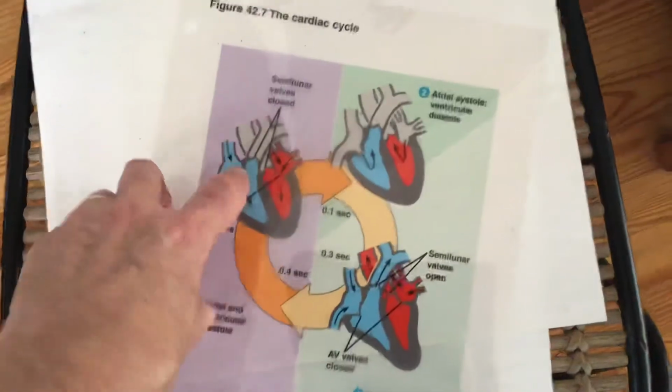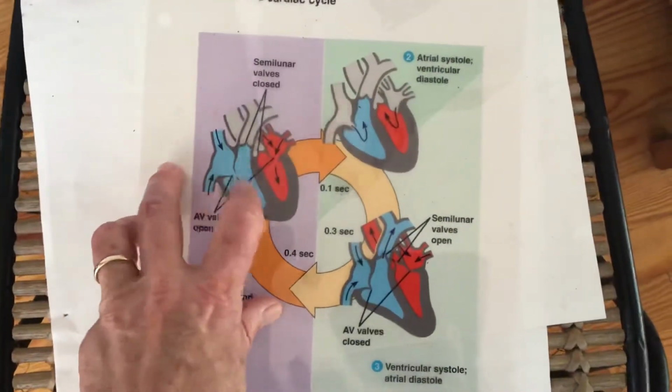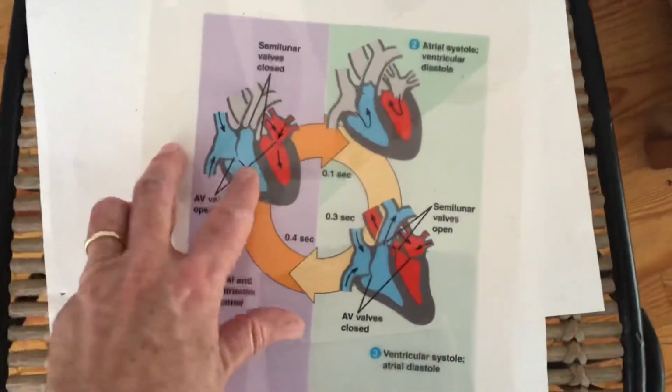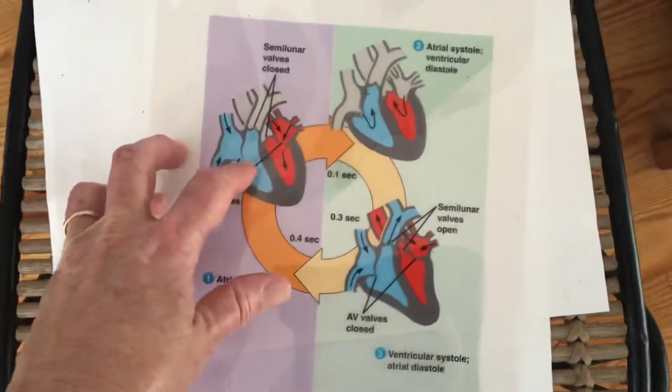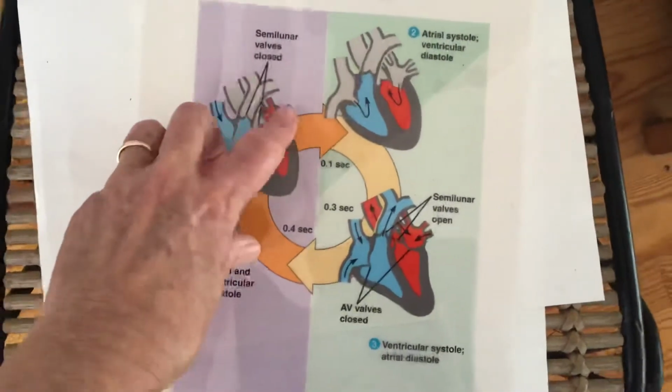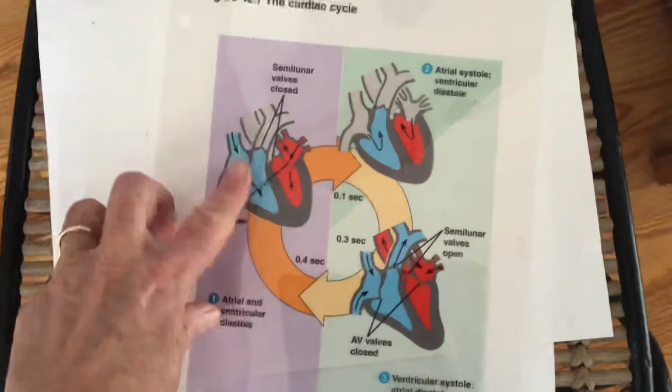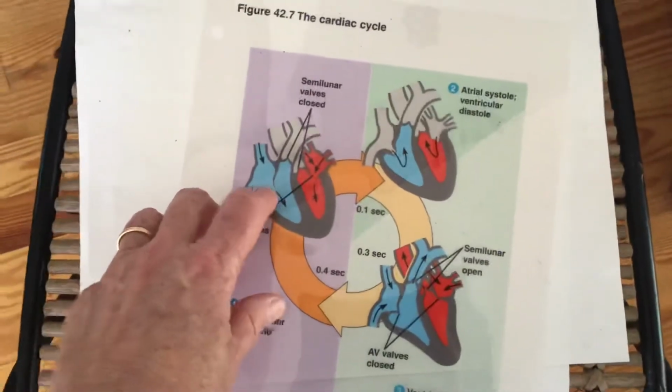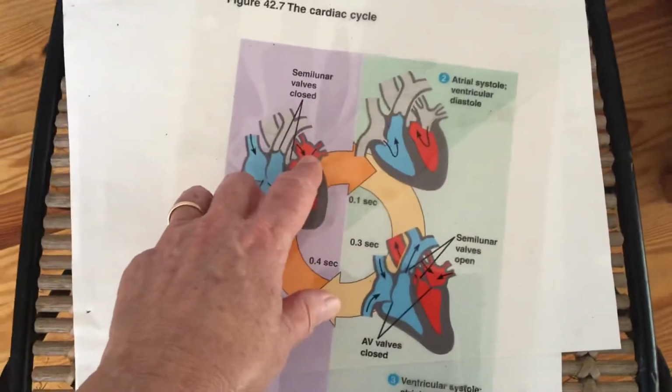Notice that the flow is this direction and that it opens this way, and then the pressure of the blood in here is going to close that. Same thing is true over here. So there's a left atrioventricular valve and a right atrioventricular valve.